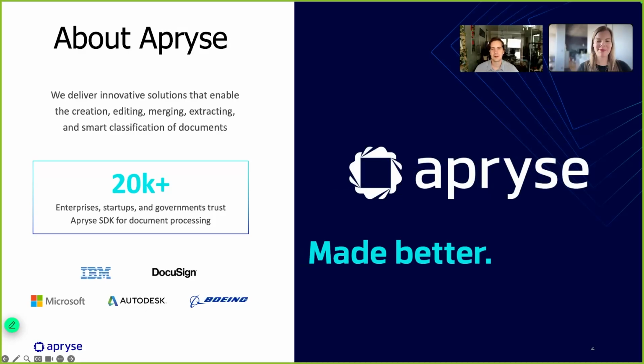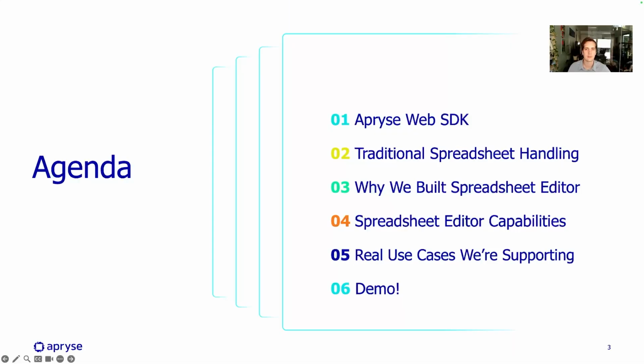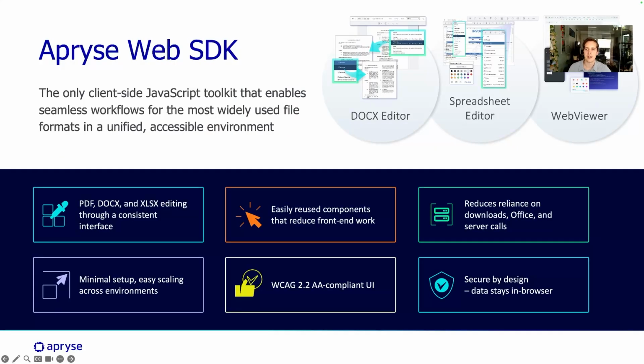But anyway, let's jump into our agenda today to talk about this exciting new spreadsheet editing capability. So we're going to start off with what the Apryse Web SDK is, some of the different components that make it up, and then we're going to jump into some of those traditional spreadsheet pain points and why we built Spreadsheet Editor as a response to these pain points. Then we're going to move into Spreadsheet Editor's capabilities, as well as some of the real-world use cases that we're supporting. And then after that, because we're going to do a bunch of telling, we're also going to do some show, and we're going to end it off with a demo and a conversation around what the future roadmap of this product looks like. So starting off with what the Apryse Web SDK is.